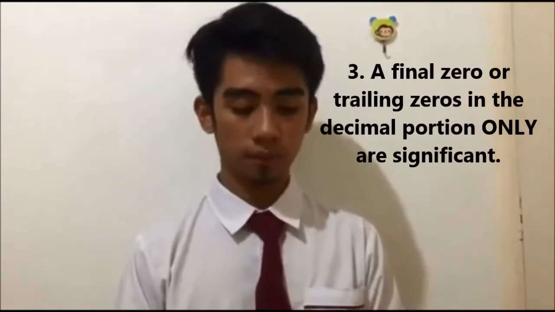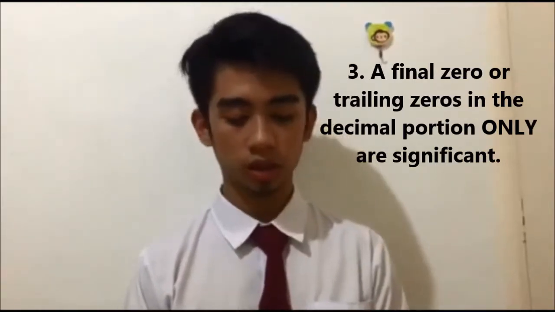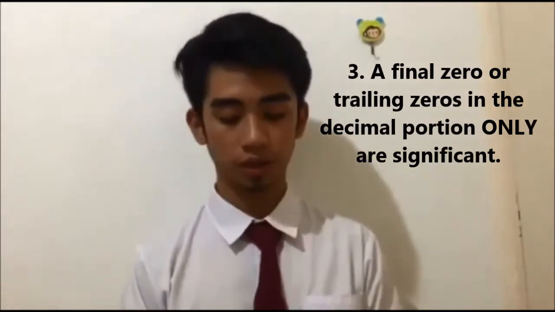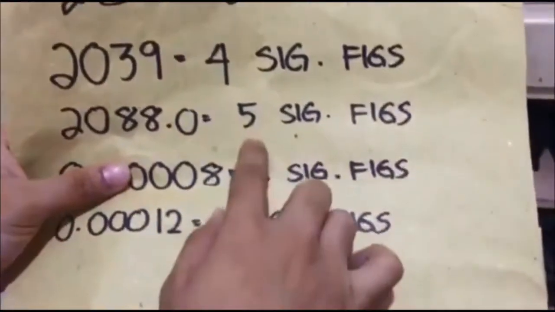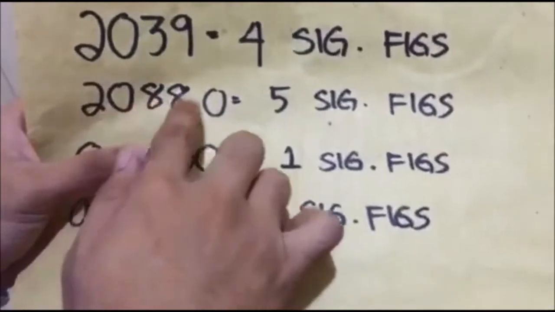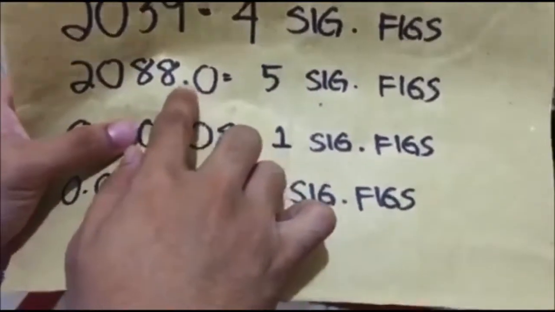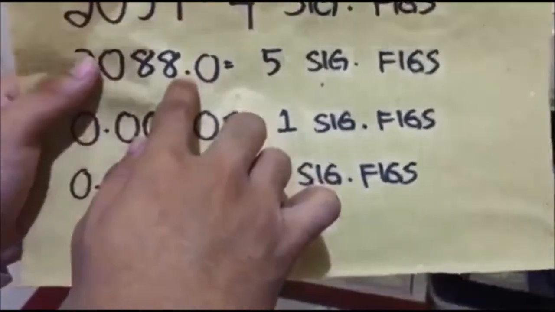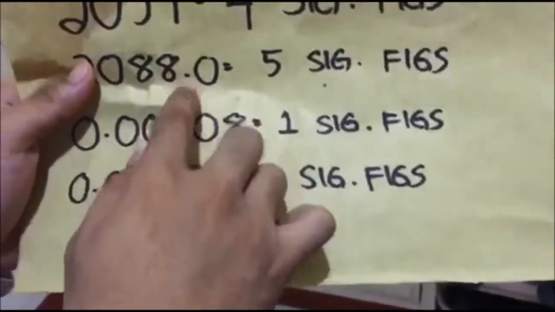The third rule is, a final zero or trailing zeros in the decimal portion only are significant. For example, 5 significant figures, 1, 2, 3, 4, 5. Kaya siya counted kasi yung 0, katabi siya ng decimal point, nasa kanan siya.